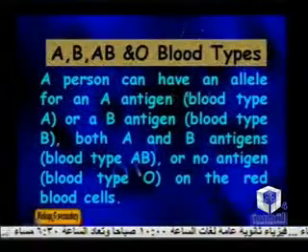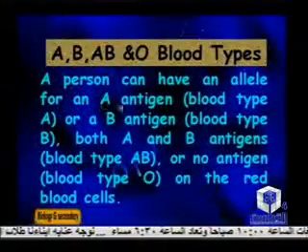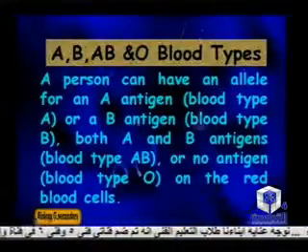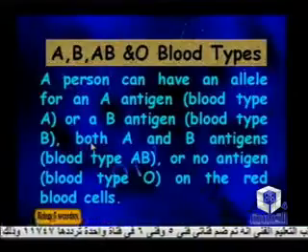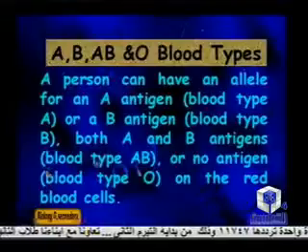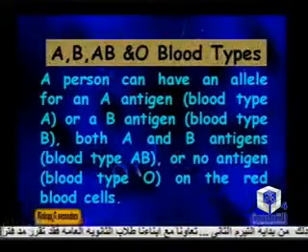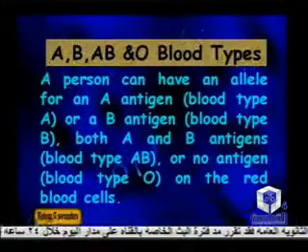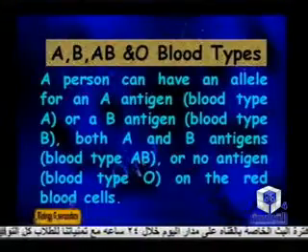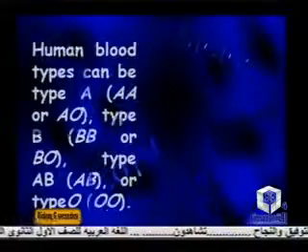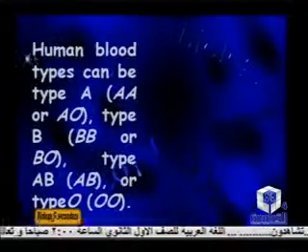A person can have an allele for an A antigen, blood type A, or a B antigen, blood type B, both A and B antigens, blood type AB, or no antigen at all, blood type O. All of these antigens are found on the red blood cells. Let's see what will happen for this.